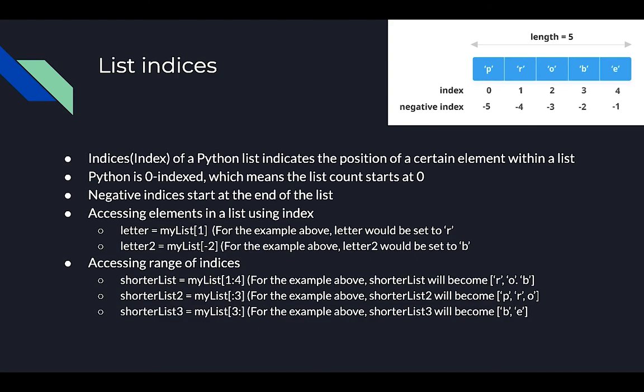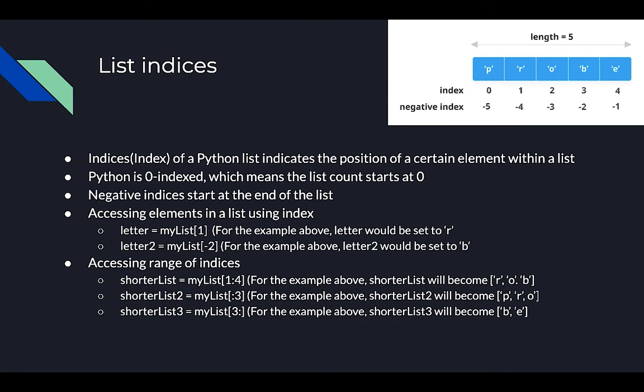And then you can also access multiple indices, so that would be a range of indices. If you look at the example here, my_list[1:4] would just print out the letters between 1 and 3. It actually doesn't go up to 4. It just ends at the number before 4. So it would go from 1 to 3.